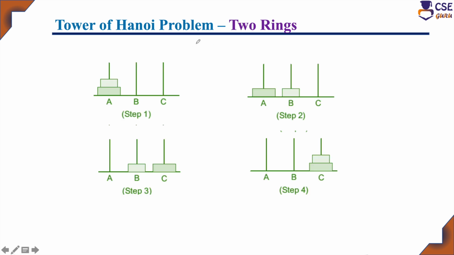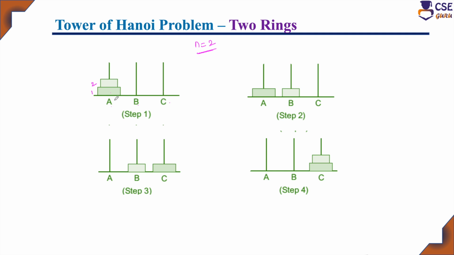Suppose n value equal to 2. There are two rings. This is the first one, second one, for example. You have to move these two rings from source to destination. Source is A, destination is C, spare pole is B.